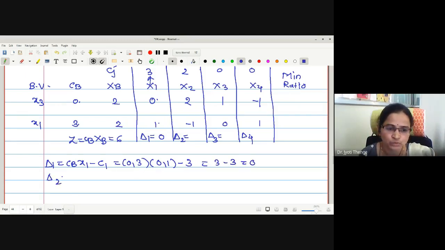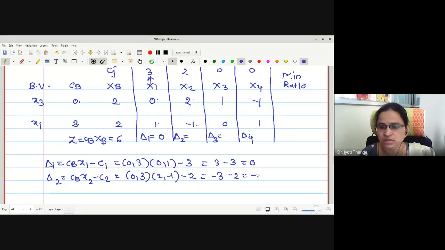What about delta 2? CBX2 minus C2. CB is 0, 3, multiplied with this column now. Correct? What is the column? 2 minus 1. Minus what is the entry? 2. 0 into 2, 0, 3 into minus 1, minus 3. Minus 3 minus 2, this is minus 5. What about delta 3?